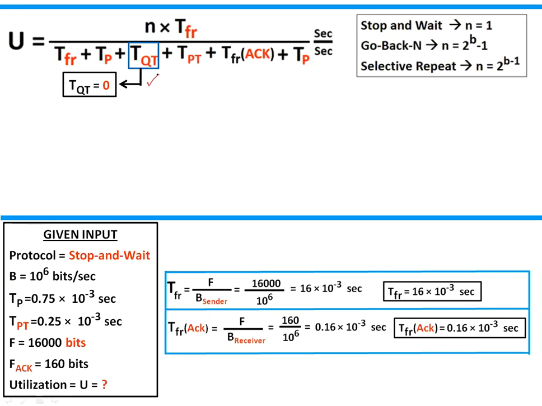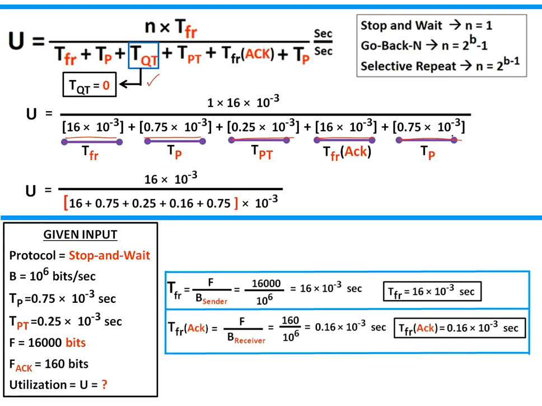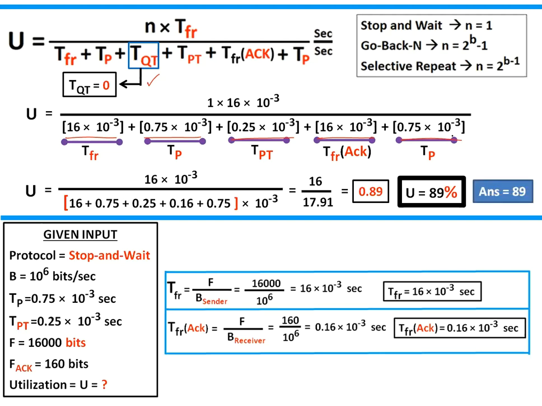But TQT is not mentioned, it will be 0. So U is equal to N into TFR by TFR, TP, processing time, TFR of acknowledgement plus TP. If you sum up these things, it will be 0.89. That will be 89% is the utilization, guys. Utilization will be 89%.